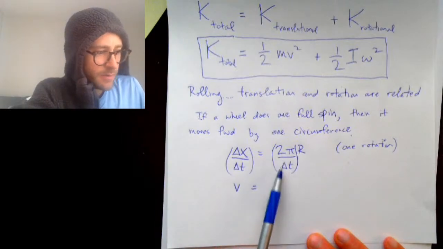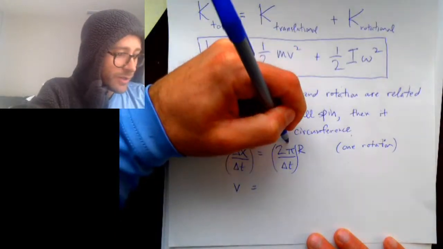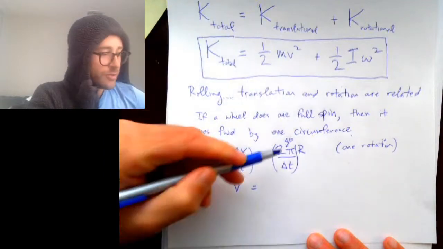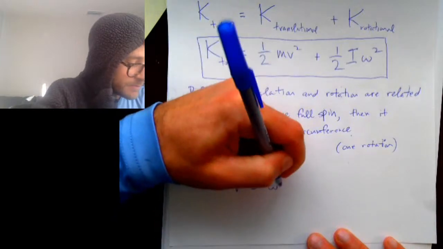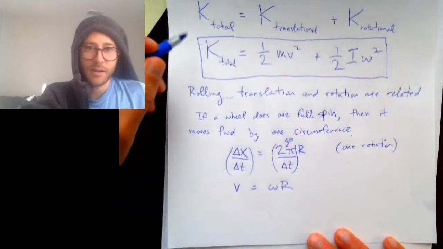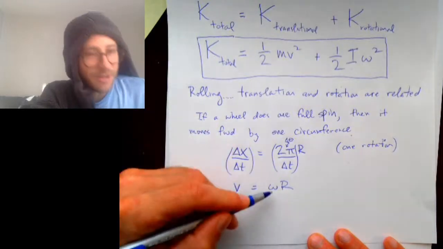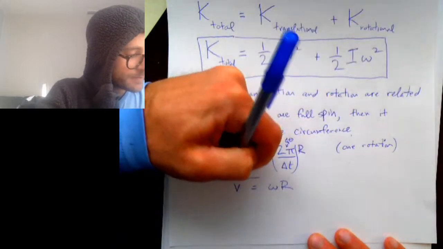And then 2 pi over the period, 2 pi is one full rotation, so that's like delta theta. Okay? So we have change in angle over change in time, which is angular velocity. All right? So the linear speed and the angular speed are related when you are rolling without slipping.